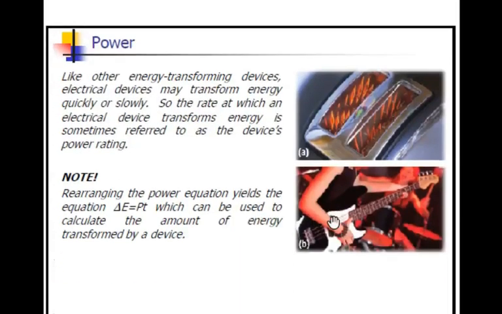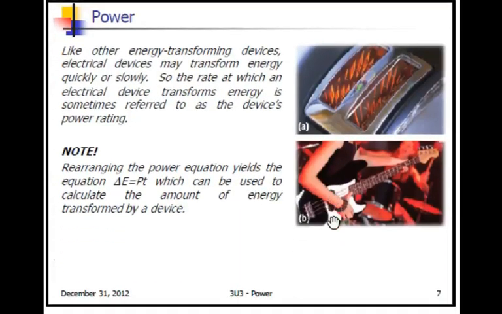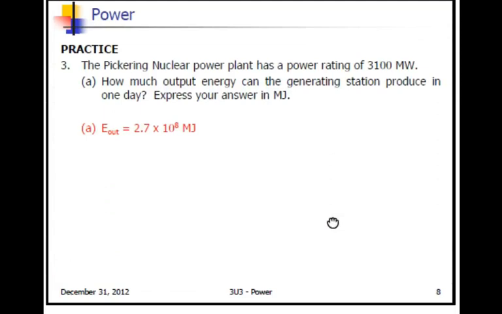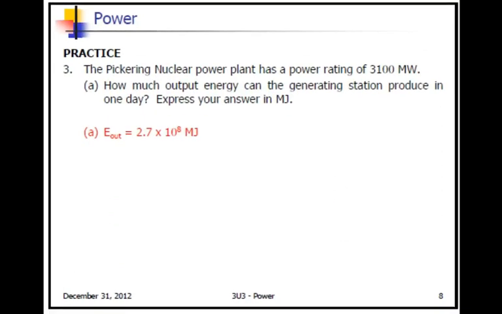Okay, next thing to look at here: like other electrical energy transforming devices, electrical devices may transform energy quickly or slowly. So the rate at which an electrical device transforms energy is sometimes referred to as the device's power rating. If we rearrange the power equation, we can get the equation delta E equals PT, which can be used to calculate the amount of energy transformed by a device. We will look at electrical power. It's calculated a bit differently, but it's the same. The watts we use for electrical energy and the watts we use for mechanical are actually the same watts. It's just that we can calculate them using different physical quantities.